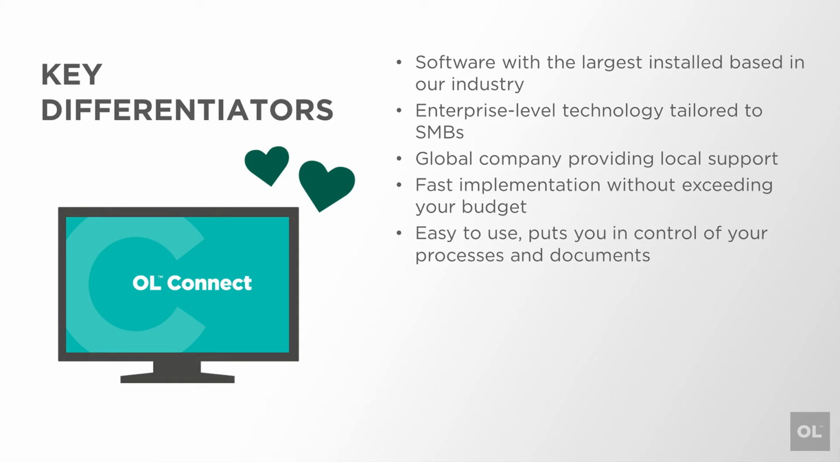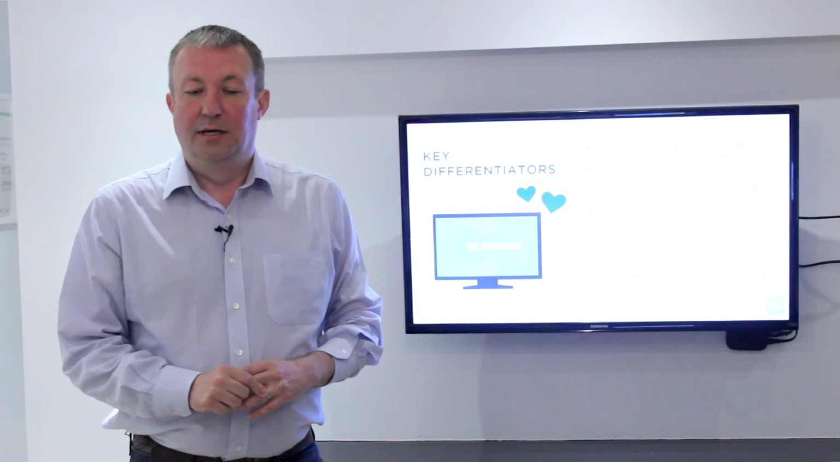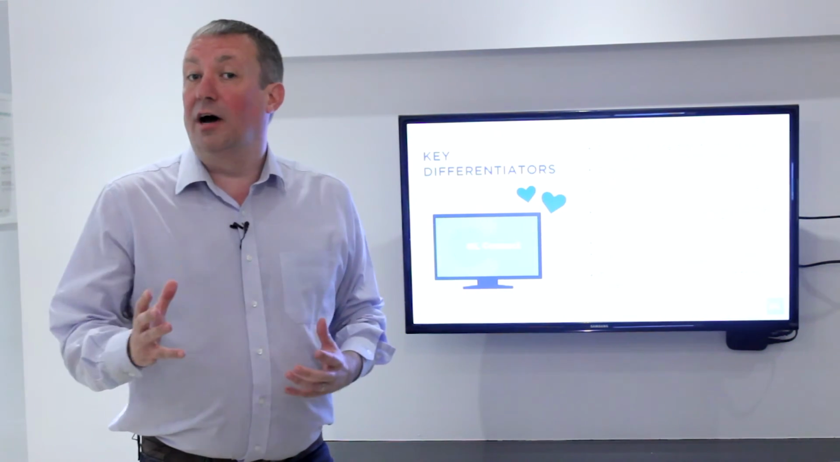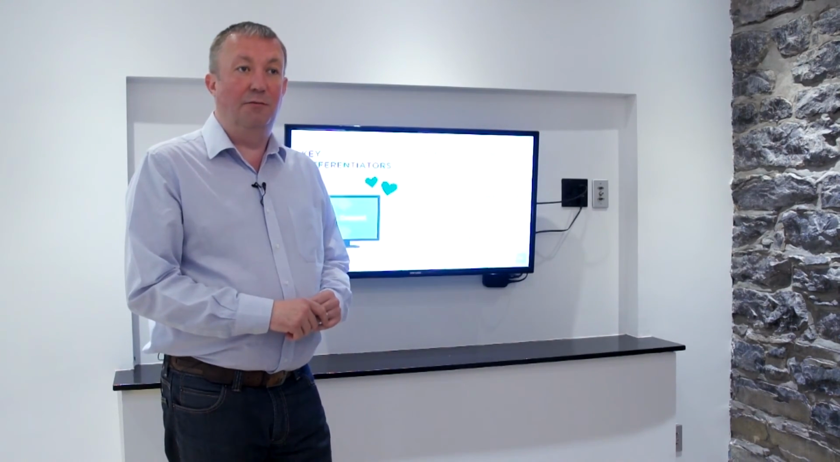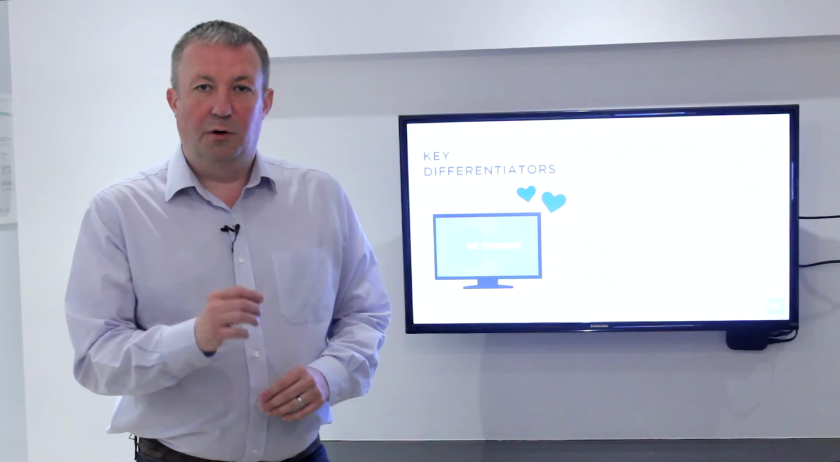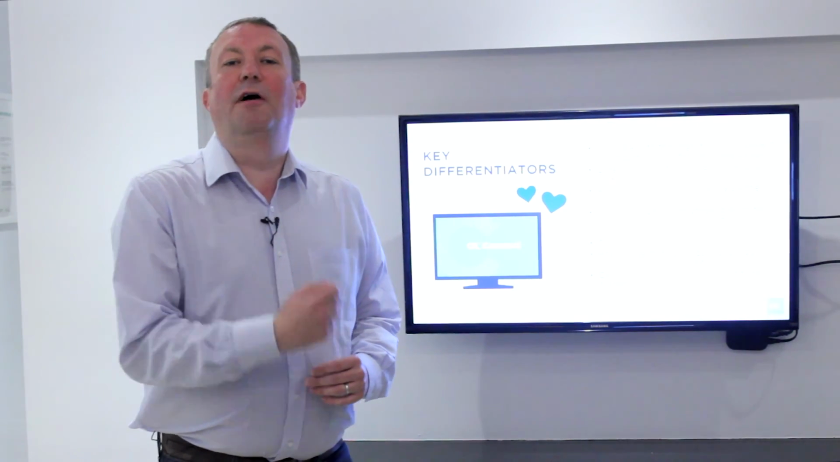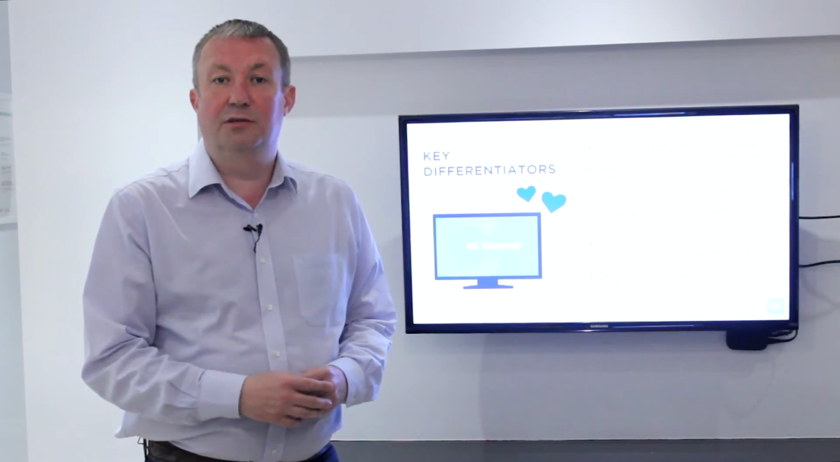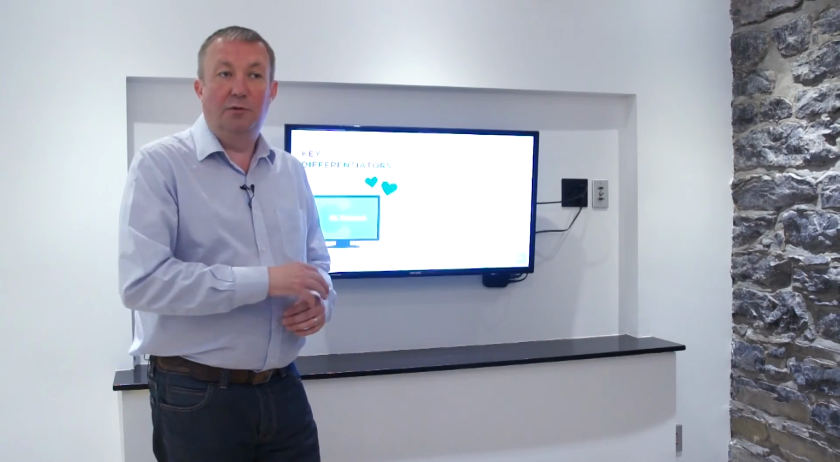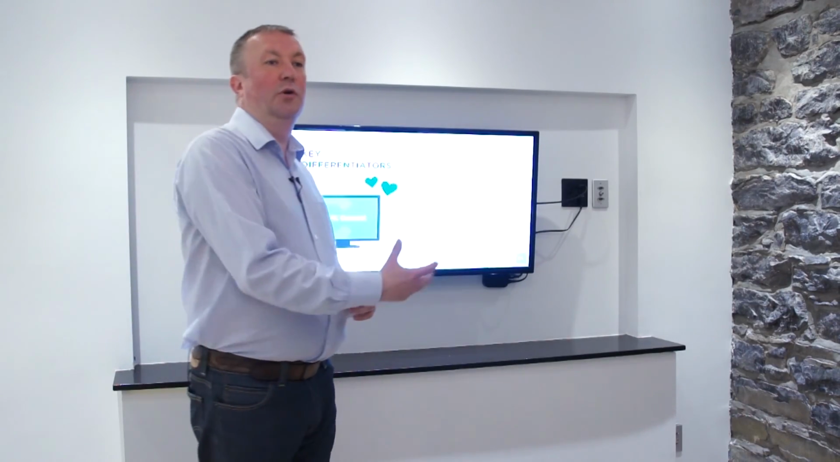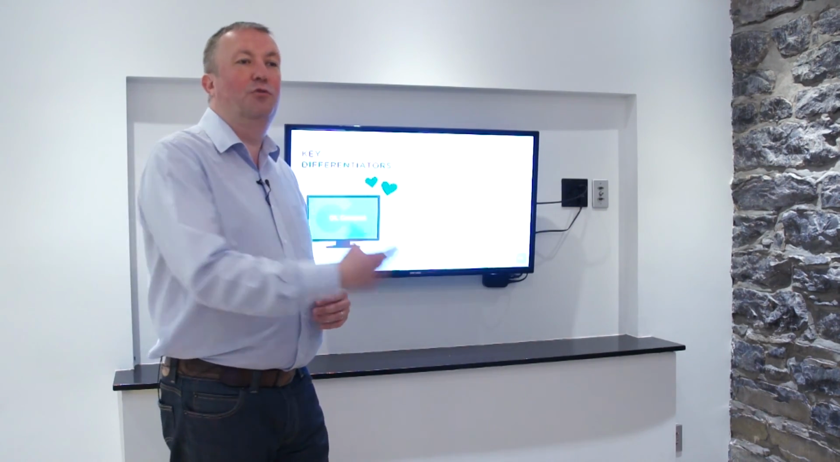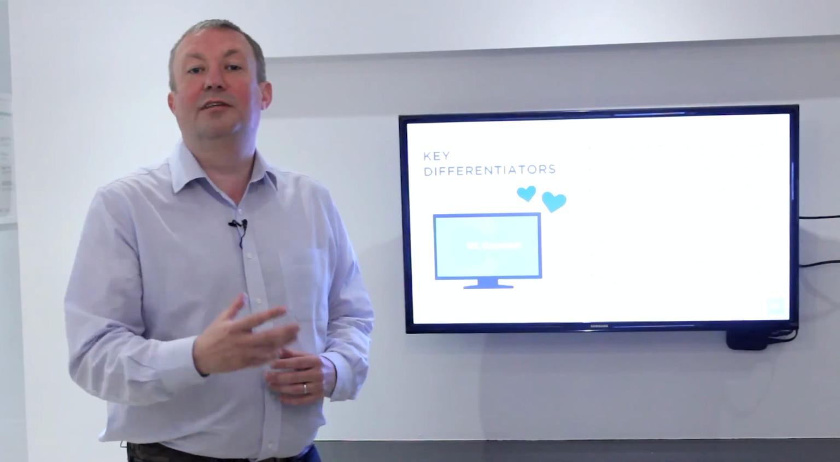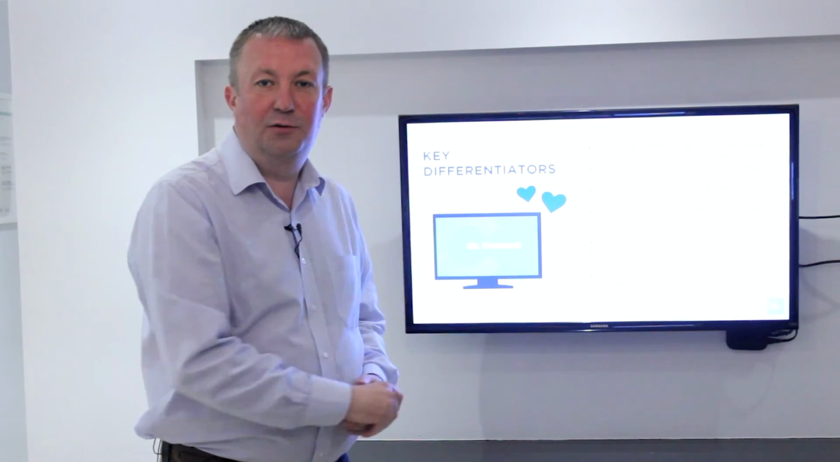Let's talk about some key differentiators with Objectif Lune. We have the largest installed base within our industry, but we're an enterprise software company designed for the mid-market. We're a global company with local offices designed to give you global support, but also during any project, we implement very fast. We're here to respect your budgets and respect your timescales. And finally, once we've done an implementation, we're here to support you all the way. We're here to give you control of the software that you've just bought. We're here to give you control of your processes again, to be able to deliver some of the efficiencies that we've just spent the last few minutes talking about.